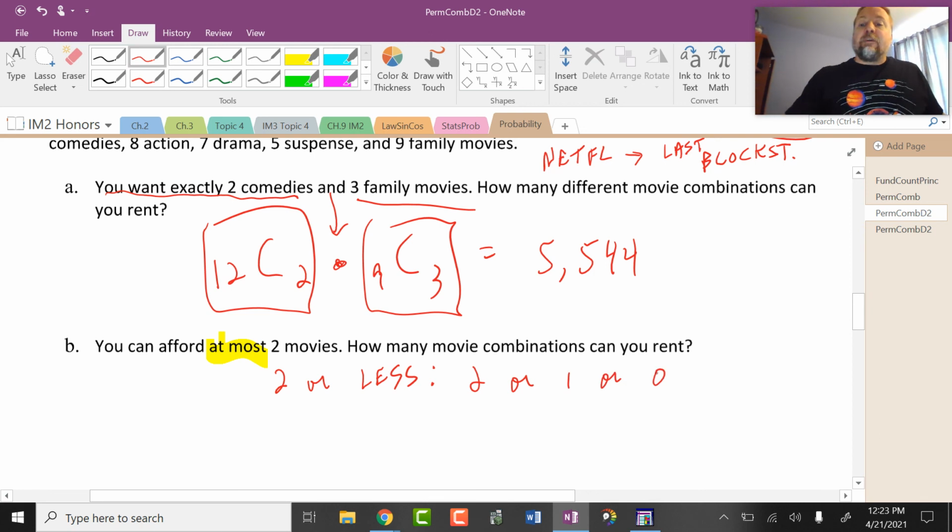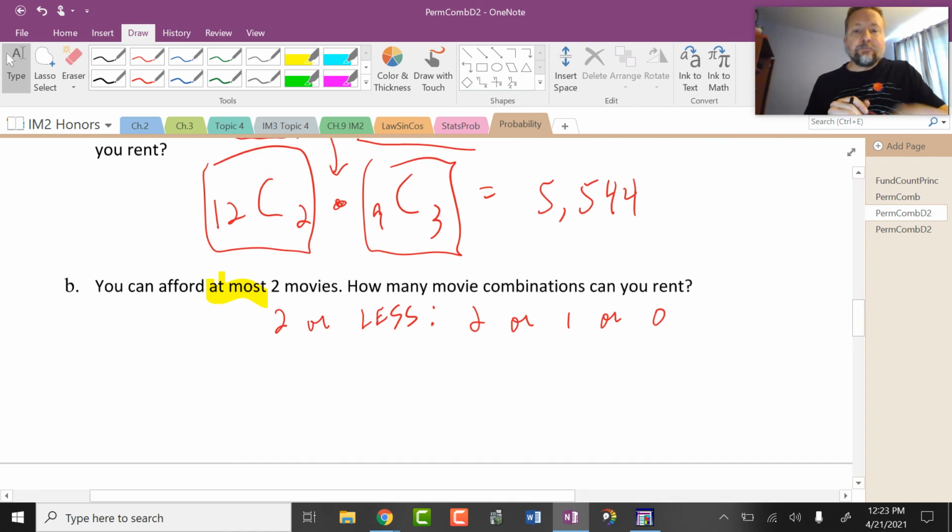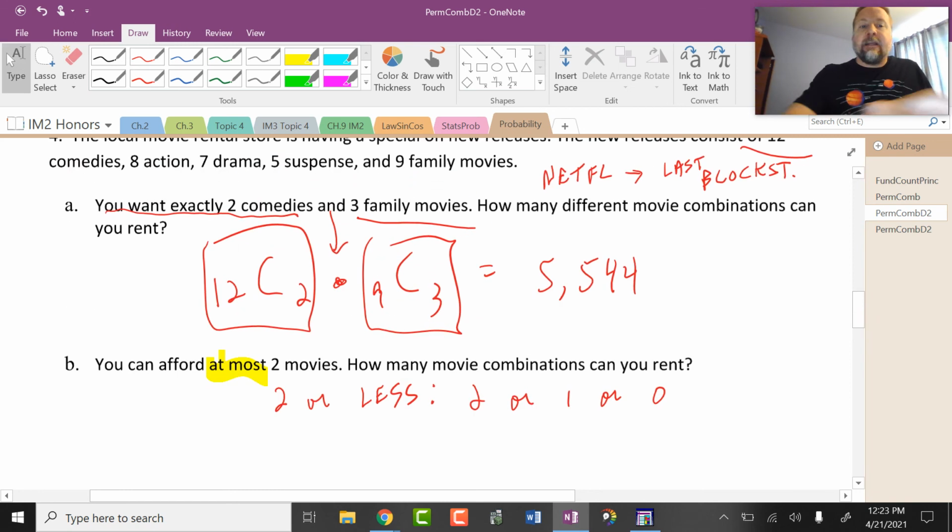Because you could go into the movie store and say, you know what, I don't like any of these. I'm going to walk out, and I know that's happened in the past. Or I was looking for a specific movie and it wasn't there. I'm like, forget it, I'm out of here. I'm going. Right? But it doesn't say anything specific, and it's not tied to A. This is just of all the movies I can rent 2 or less.